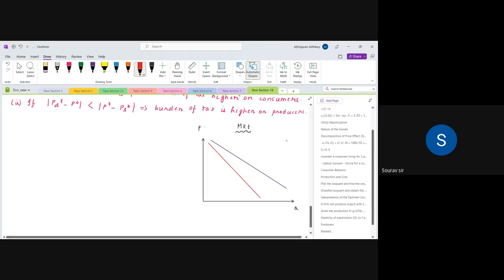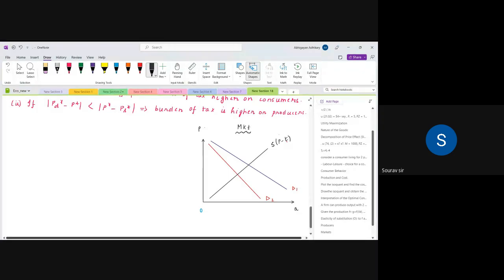Okay, let's say I call this D1 and I call this D2. And just to keep the diagram neat and clean, I am only drawing the post-tax supply curve. I'm not drawing the pre-tax. I hope you all understand. You will have another pre-tax as well. Okay.